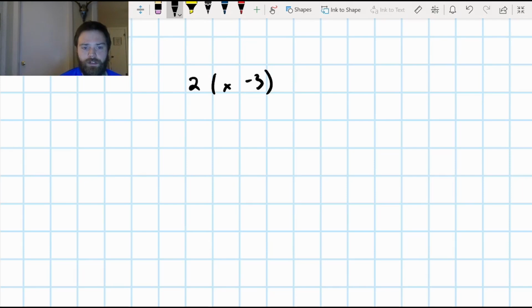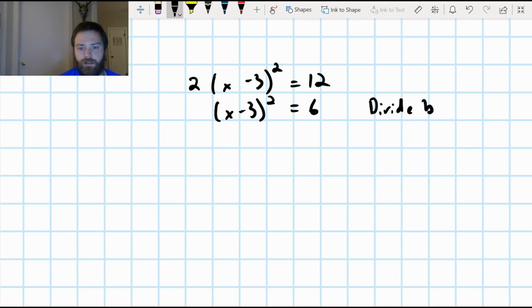And we're going to solve this the exact same way. So I've got 2 times x minus 3 squared equals 12. So I divide here. So divide by 2. Divide by 2. And then I'm going to take the square root. All right, so I get x minus 3 equals plus or minus square root 6, okay?